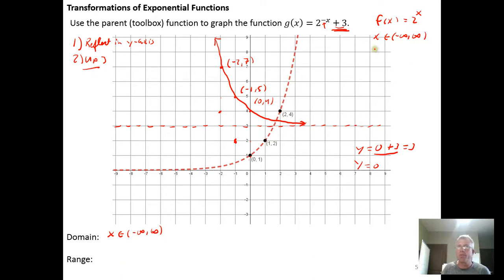But the range is going to change because we moved up 3 units. The toolbox function, its range was from 0 to infinity, but now we have to add 3 to that 0, so the new range is going to be y is an element of the open interval from 3 to positive infinity.